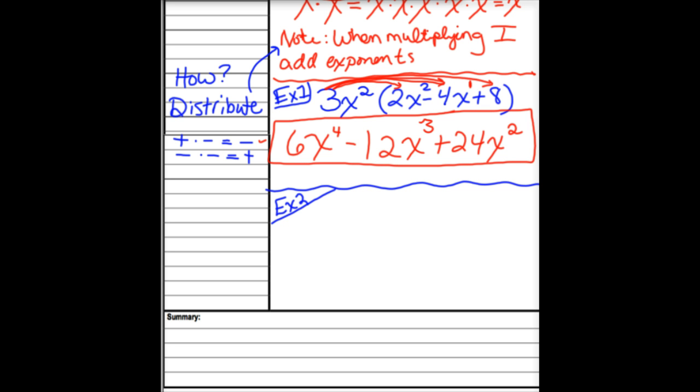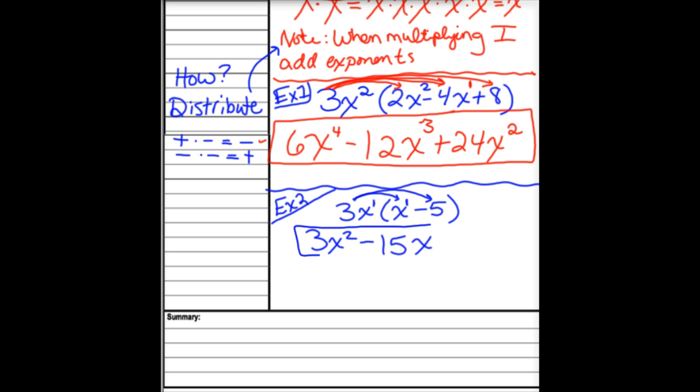The next one I'd like you to do is just a simple 3x times x minus 5. So pause the video and go do that, and then hit play and correct it. So hit pause now. All right, so when you hop this in, you get 3x to the first times x to the first, and when we multiply, we add those exponents up. So I get 3x to the 1 plus 1, which is 2. And when I hop it in over here, 3 times 5 is 15. There's one negative sign, so it'll balance out to be negative. And I'm done. So it's a nice, easy hop on in.